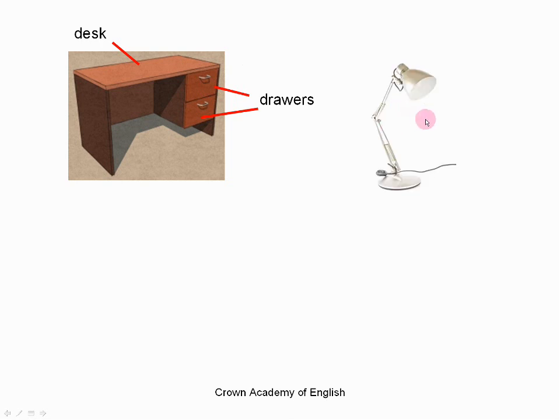And on a desk you can put a desk lamp. So this is a lamp for the desk, so we call it a desk lamp. Okay, and you can see here inside the lamp, this is the bulb, the light bulb, and here is the wire.